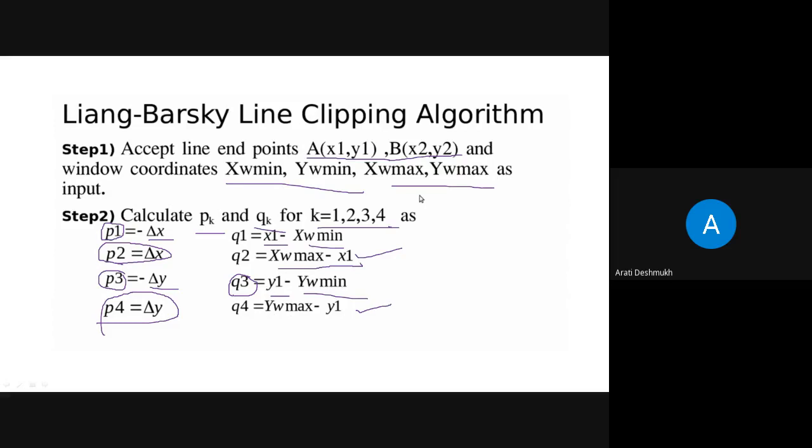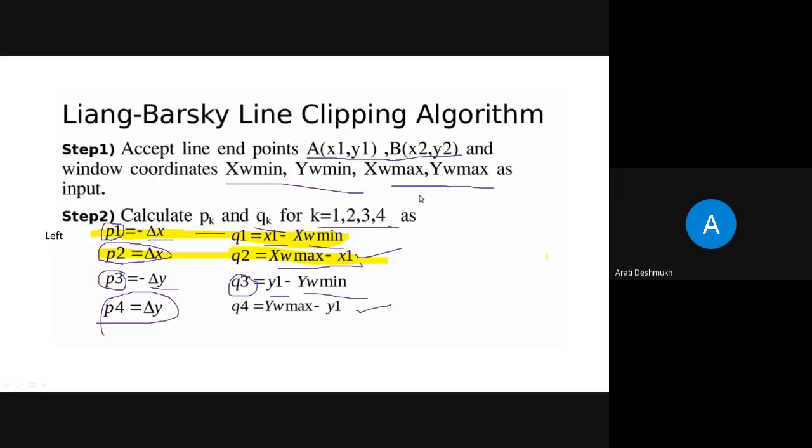So if you remember only this: P1 is minus delta x and P2 is delta x, Q1 is like this and Q2 is like this. Then you can write P3 and P4 like this, just use y instead of x. Only learn this: the formula of P1 and Q1, and the formula of P2 and Q2.